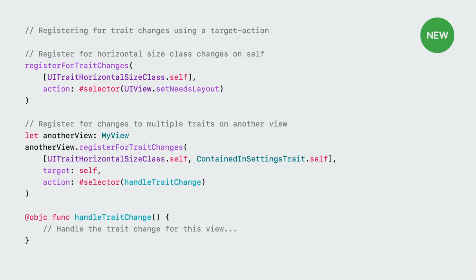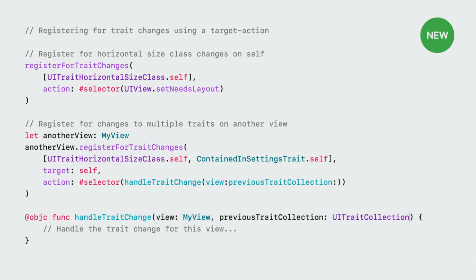As with the closure method, you can also register for changes on other trait environments. Here, I'm registering for trait changes on another view, but setting up a call to a method on self named handleTraitChange. When registering for trait changes using a target action, your action method can have 0, 1, or 2 parameters. The first parameter is always the object whose traits are changing. Use this parameter to get the new trait collection. The second parameter will always be the previous trait collection for that object before the change.